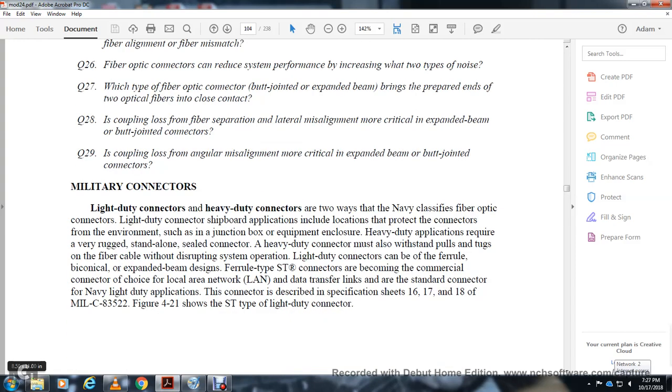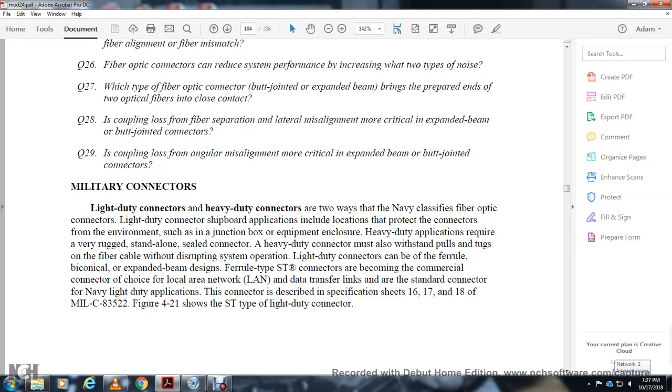Now, military connectors. Light duty connectors and heavy duty connectors are the two Navy Class 5 fiber optic connectors. Light duty connector shipboard applications include locations where the connector is protected from the environment, by a junction box or an environmental closure. Heavy duty applications require a very rugged stainless steel connector. Heavy duty connectors must also withstand pulls and tugs on the fiber cable without disrupting system operation. Light duty connections can also use the expanding beam design.